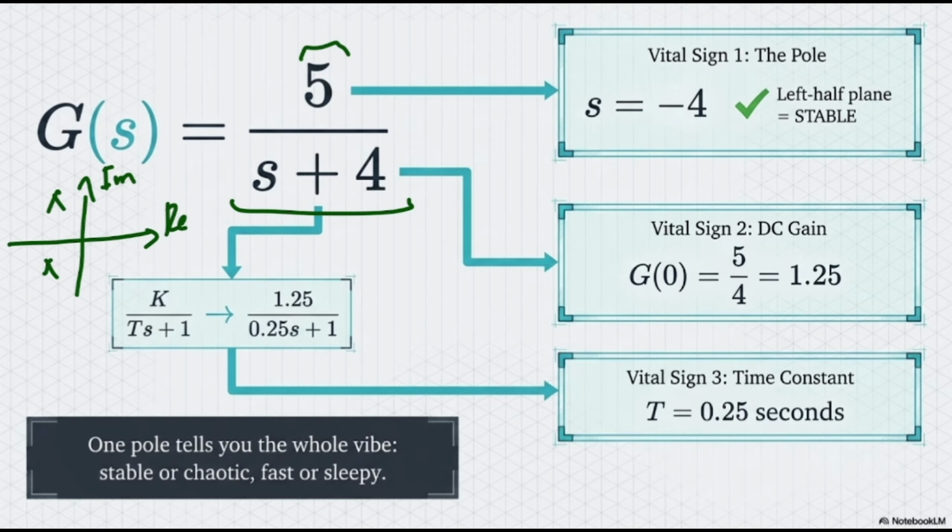So if you would like to find the poles, the only thing that you have to do is make the denominator 0. If you do that, your s is going to be -4, so it means that our system is stable.